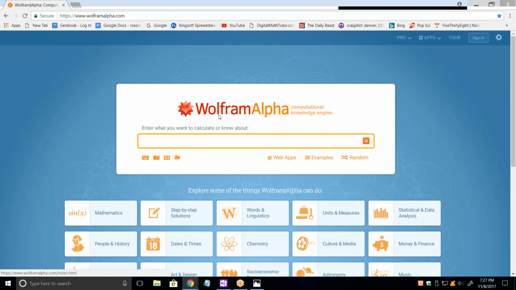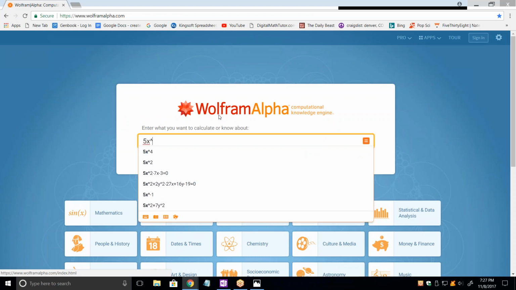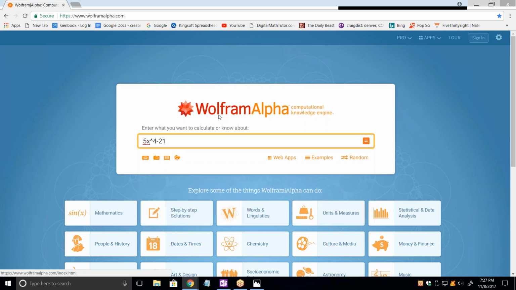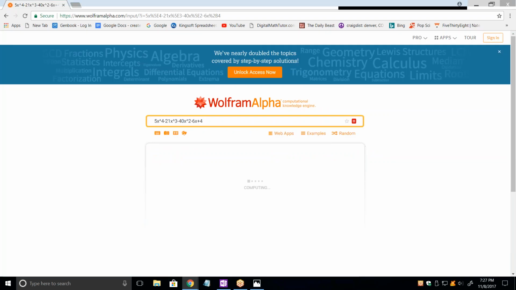And go ahead. What was the polynomial? So it's 5x to the fourth minus 21x cubed minus 40x squared minus 6x plus 4. I could have probably used R. I think Wolfram Alpha would be able to interpret it.